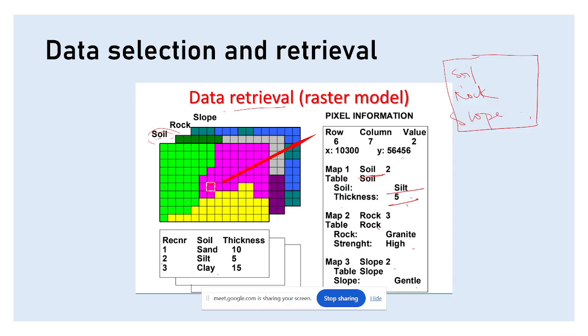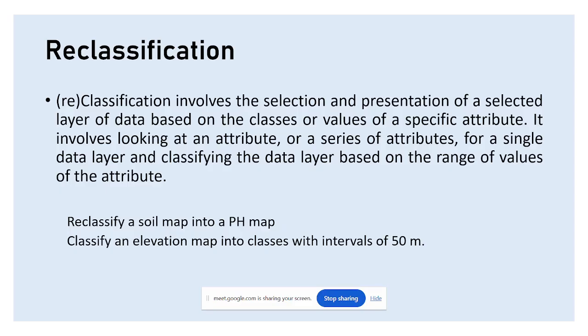Now let's say somebody who is in the agricultural field needs to know just the soil information. They don't have anything to do with the rock information or the slope information, but you just have the single map, right? So in that case, you do the reclassification. Reclassification basically involves the selection and presentation of a selected layer of data based on the classes or values of a specific attribute. It involves looking at an attribute or a series of attributes for a single data layer and classifying the data layer based on the range of values of the attribute.